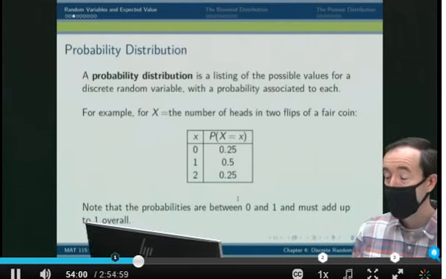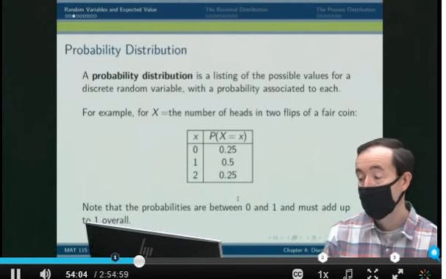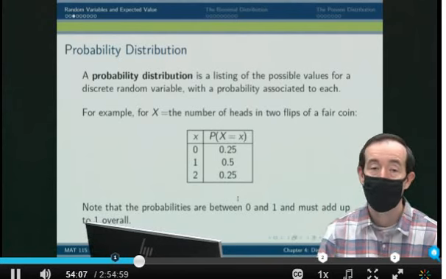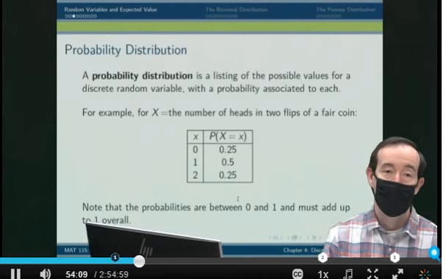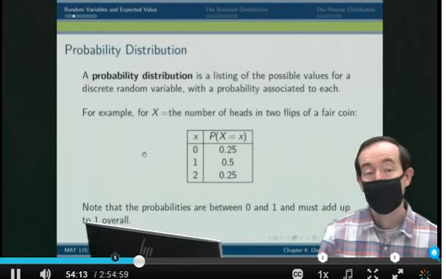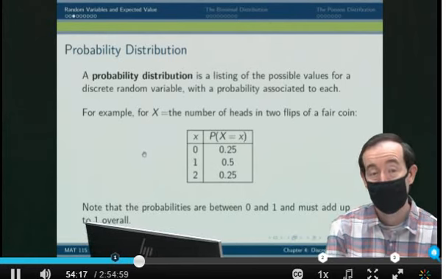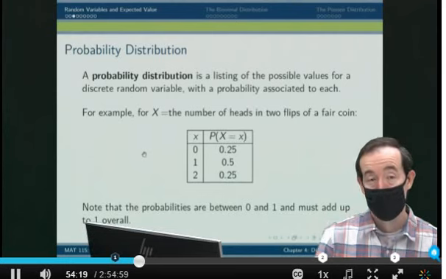So a probability distribution is a listing of the possible values for a discrete random variable with the probability that is associated to each of them. And so usually, and again, this will be written in a tabular form, but for certain types of distributions, we have ways to calculate entries in that table directly, so we might have a different way to represent those functions.